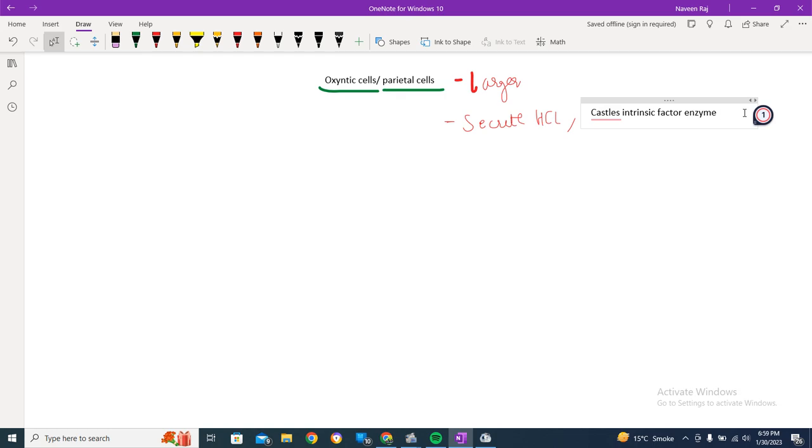Now let me introduce a point here: intrinsic factor is a glycoprotein. Do remember that this is not just intrinsic factor. This is the intrinsic factor enzyme. The word enzyme is there as well. This is the enzyme which will work on the intrinsic factor. So what is intrinsic factor?